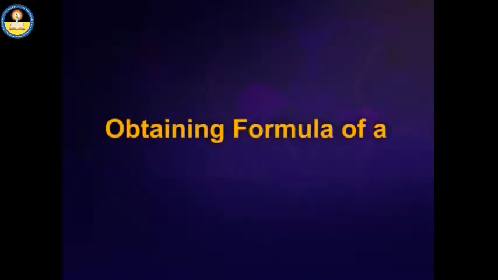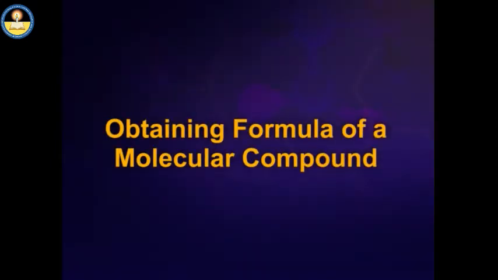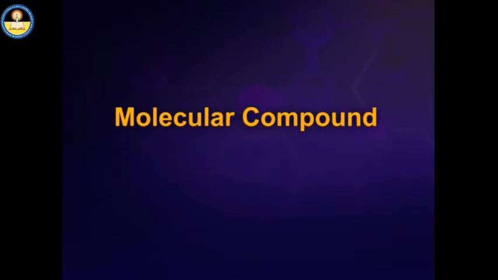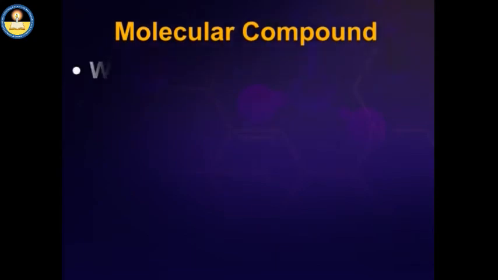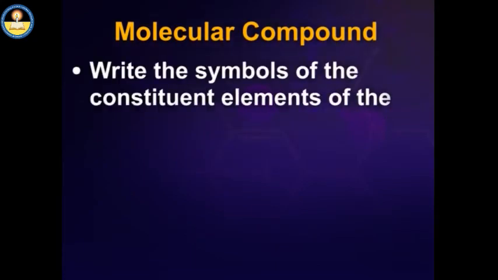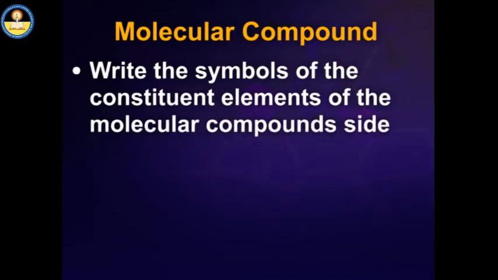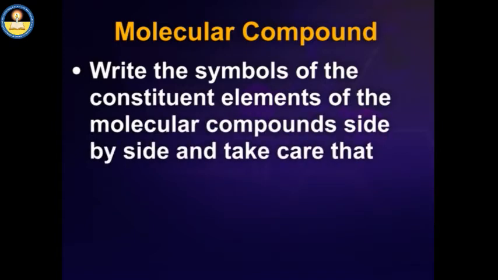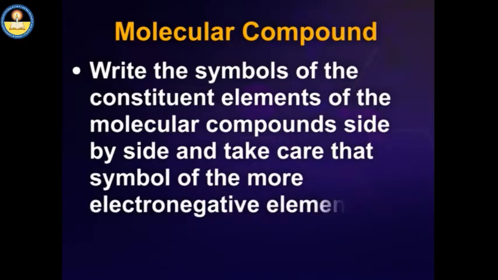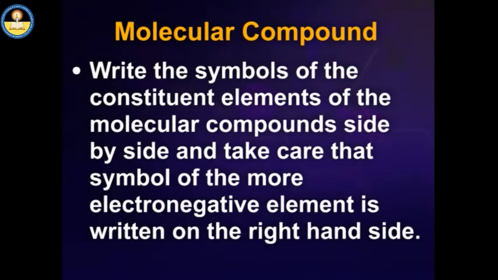Take obtaining formula of a molecular compound. The chemical formula of simple binary molecular compound can easily be obtained by following few steps. 1. Write the symbols of the constituent elements of the molecular compounds side by side and take care that symbol of the more electronegative element is written on the right-hand side.